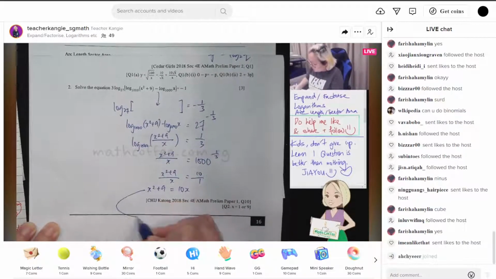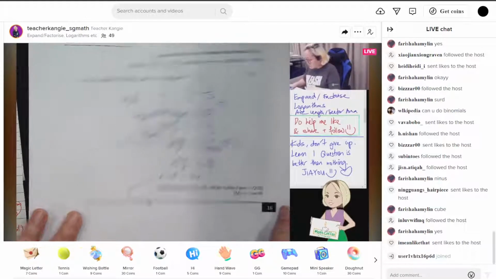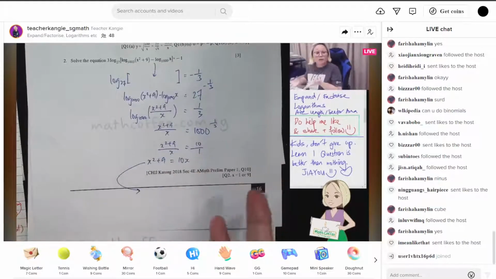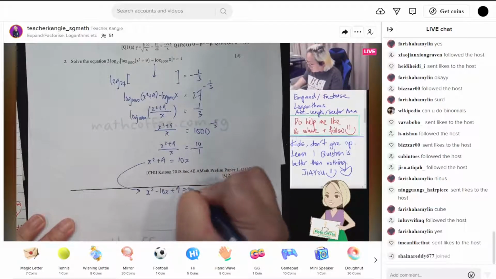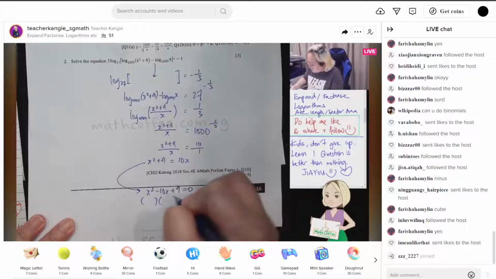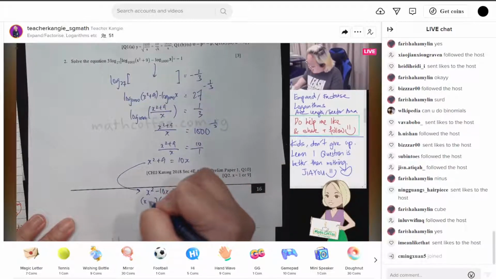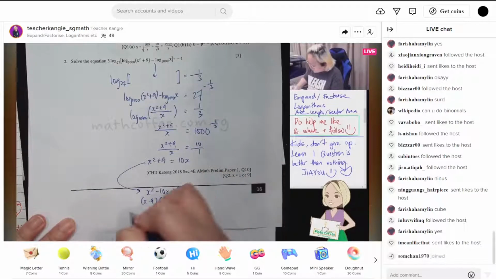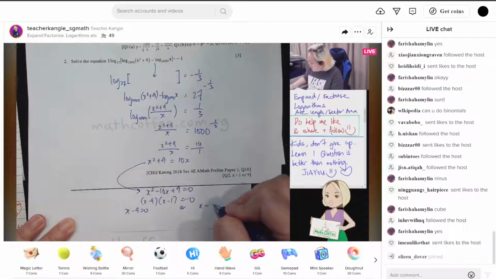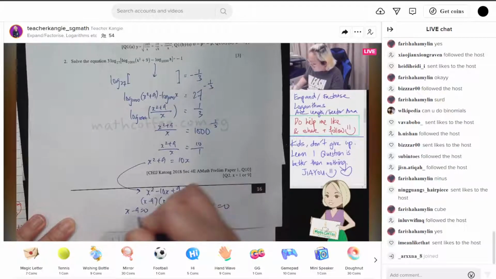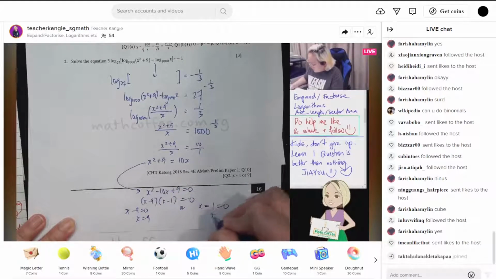Oops, no space. I'm going to write here. So this is just a quadratic equation. So it is just x squared minus 10x plus 9 equals 0. Factorize, so I have x minus 9, x minus 1. x minus 9 equals 0, or x minus 1 equals 0. So x equals 9, x equals 1.